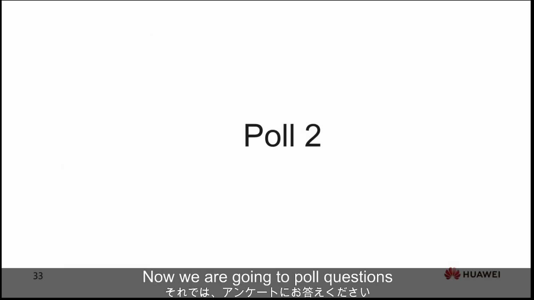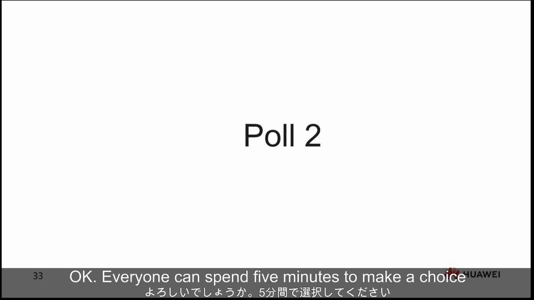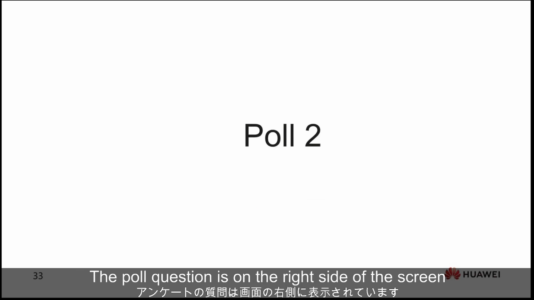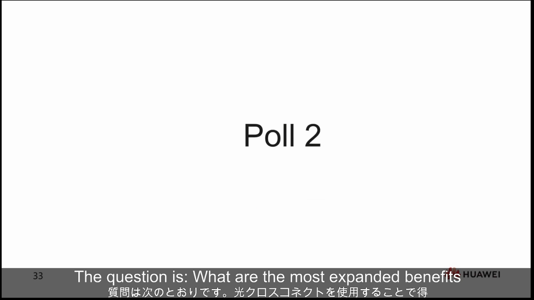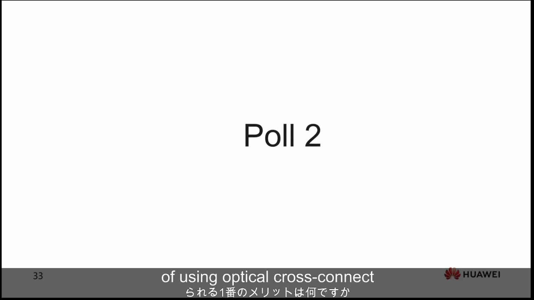Now we are going to poll questions. Everyone can spend 5 minutes to make a choice. The poll questions is on the right side of the screen. The question is, what are the most expected benefits of using optical cross-connect?